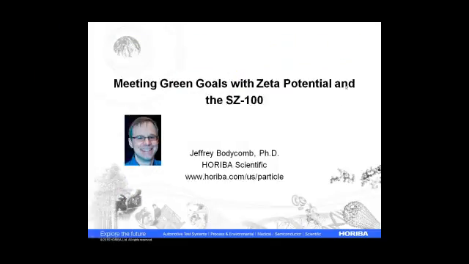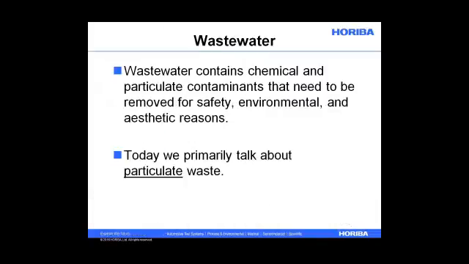And then moving on to talking about meeting green goals with Zeta Potential and the SZ100. Some of you notice I like plays on words, and really using Zeta Potential can help you save money. That's one green goal, because money, at least in the US, is green. And the other is you can use Zeta Potential to improve your environmental performance, and that is another green goal. And I'm going to talk today about wastewater.